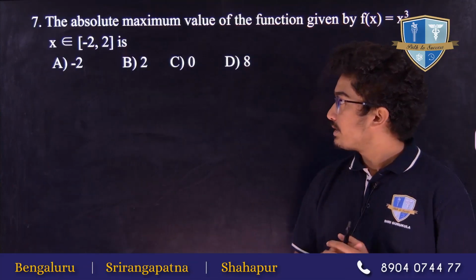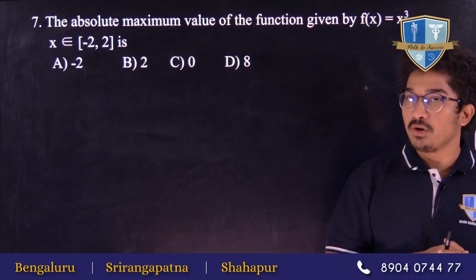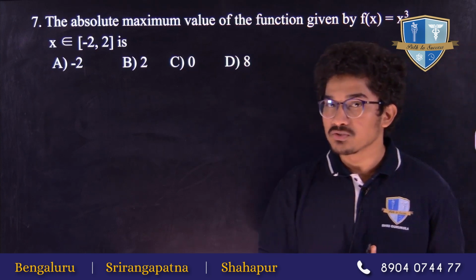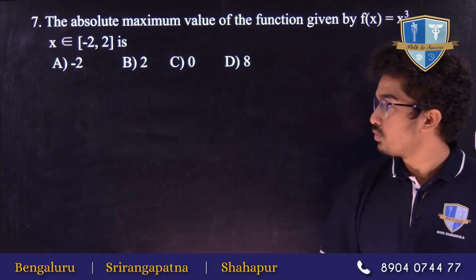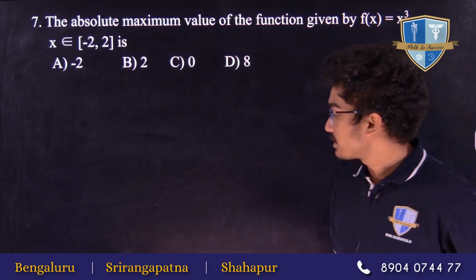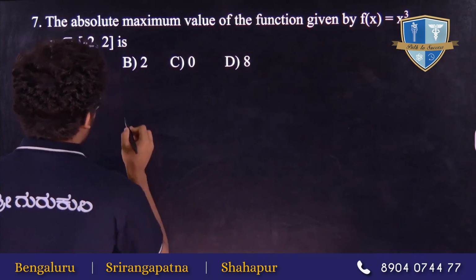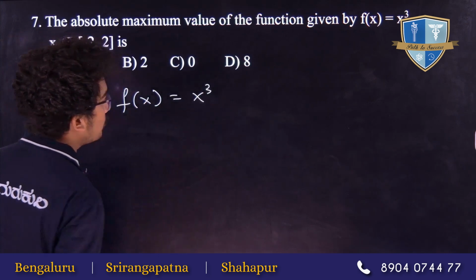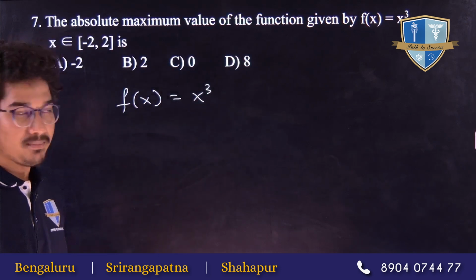So next question is, the absolute maximum value of the function f of x is equal to x cube, where x belongs to the closed interval -2 to 2, is. Our options are -2, 2, 0 or 8. So we are supposed to find the maximum value for a function f of x is equal to x cube. First thing we'll do, we are supposed to find the points of maxima and minima.